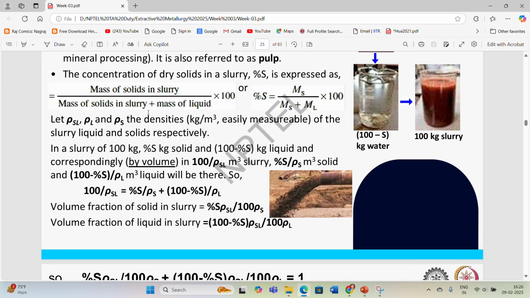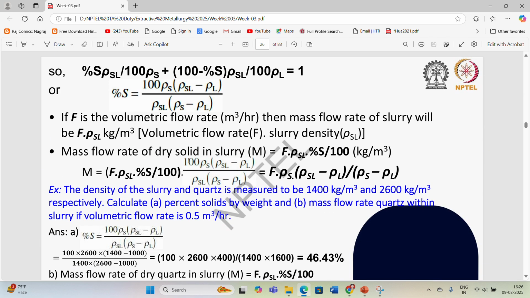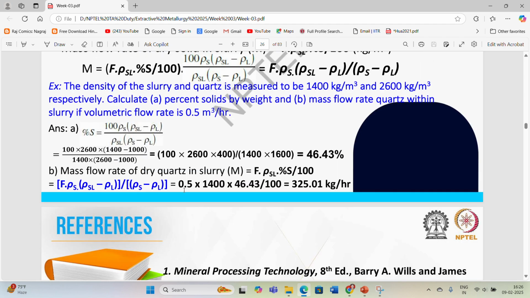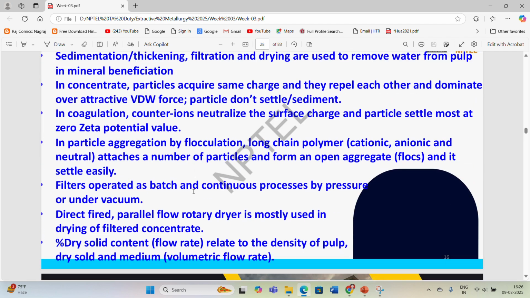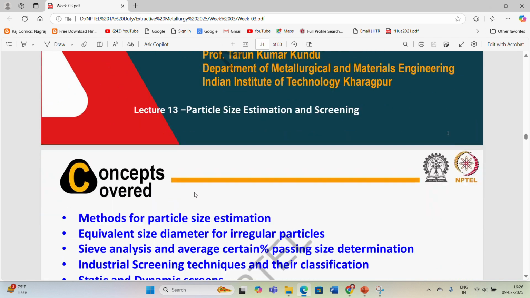Then if we are talking about the densities, let rho sl, rho l, and rho s be the densities of the slurry, liquid, and solids respectively. So in a slurry of 100 kg, we can easily calculate what is going to be the percent solid inside this particular slurry. So based on this, we can solve this numerical.